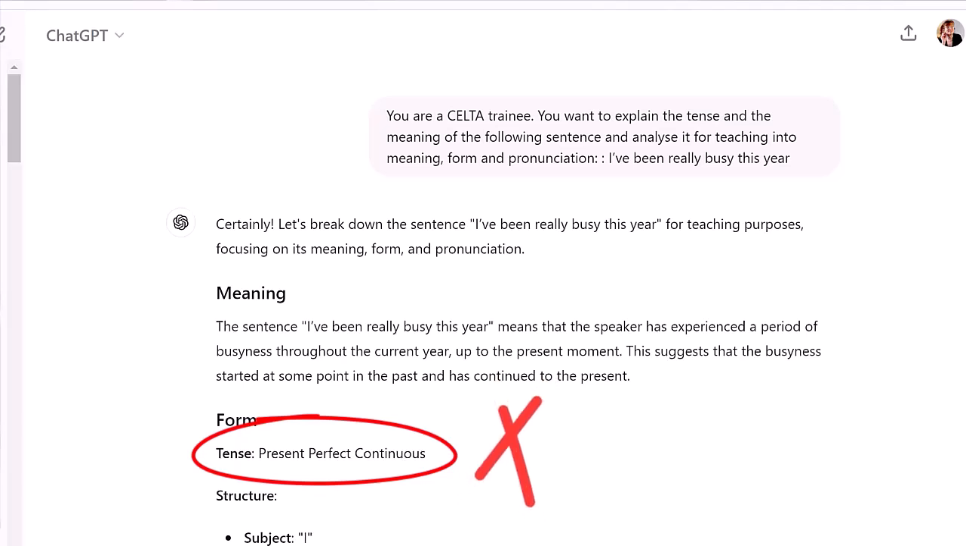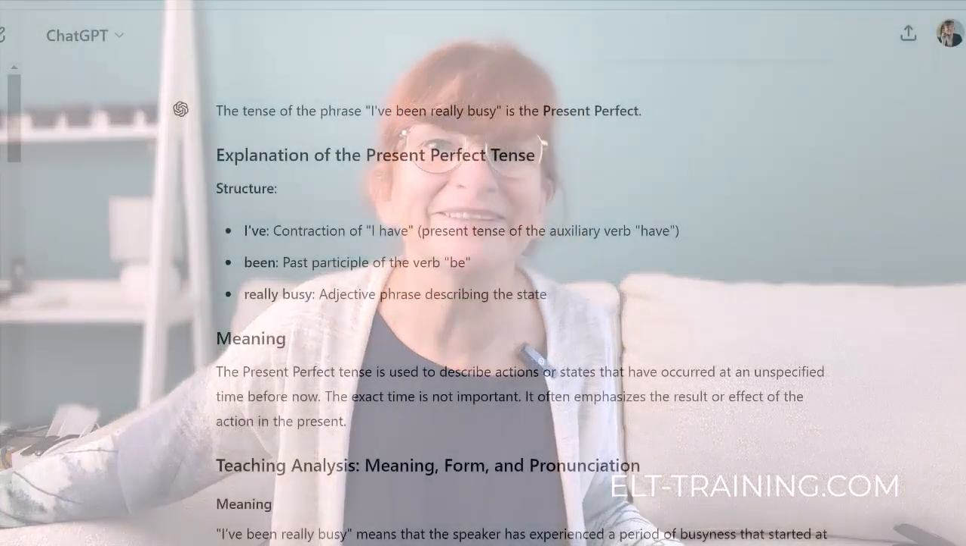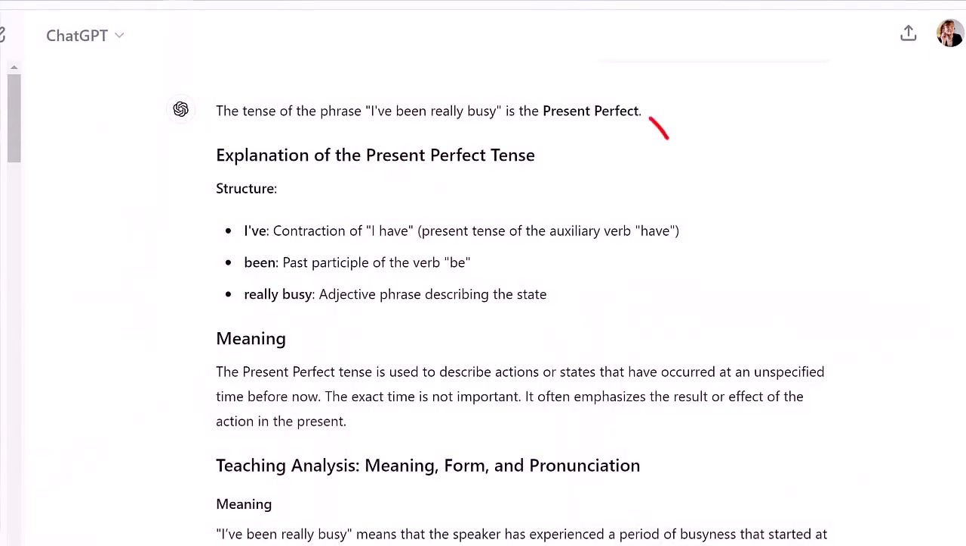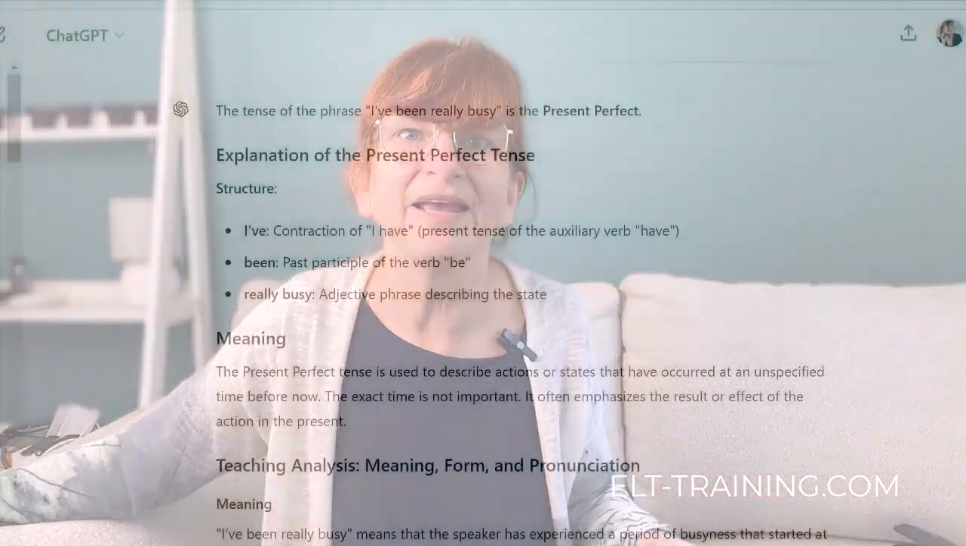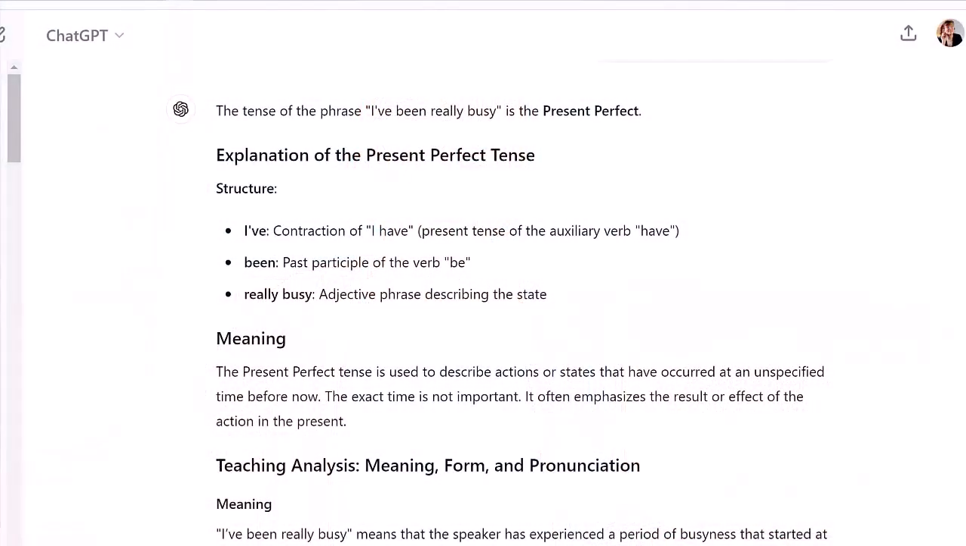This was my first attempt, and although it's got the right meaning, it's actually misidentified the tense. I asked it again, and it got it right, but I think this is another lesson in don't take everything it says at face value. This time it gave me a much more accurate answer and an explanation that I thought was very user-friendly.